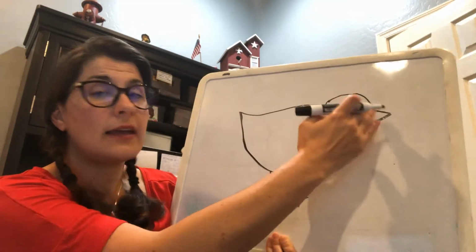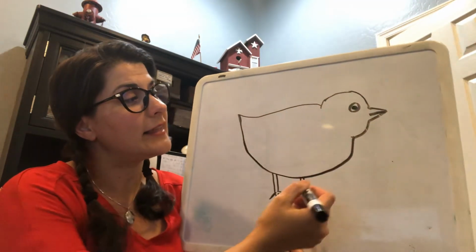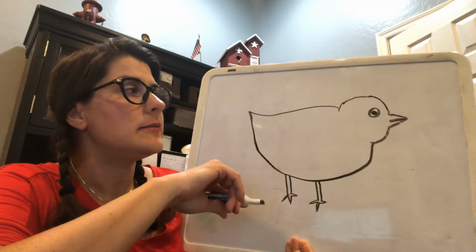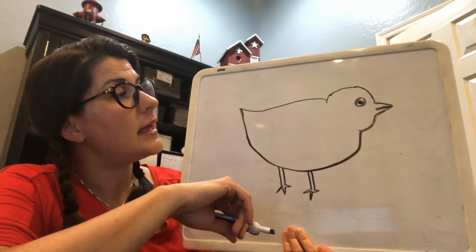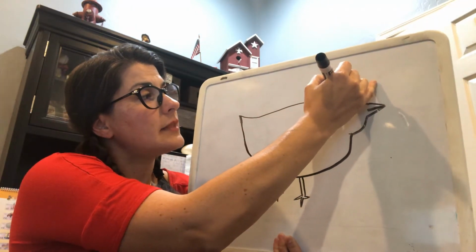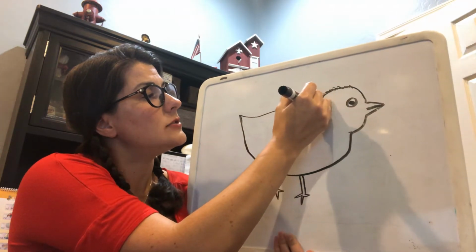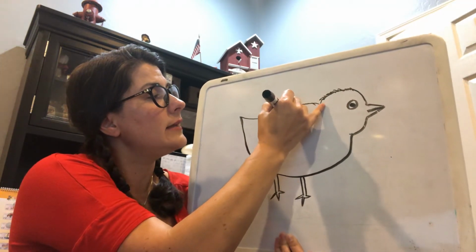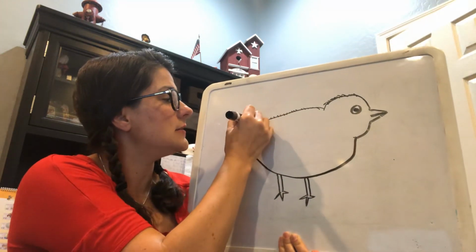So I started with the head, and let me do the little beak here, like that. And then they talked about how a chick has really soft feathers called down. And so I'm going to try to make those. I know it's going to look kind of funny. It'd be better if I was shading with different colors. But I'm going to try to draw these little lines around the body to be the downy feathers.